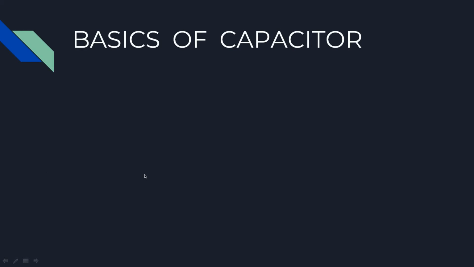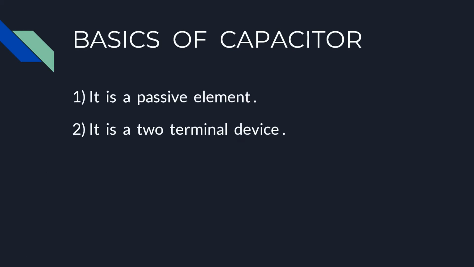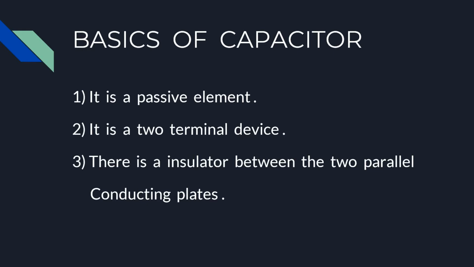The capacitor is a passive two-terminal device. The terminals are connected to parallel conducting plates separated by an insulator. Adding charge Q to one plate of the capacitor generates a voltage difference V between the two plate terminals. Q and V are related by the capacitance of the capacitor. So the expression will be Q = CV.